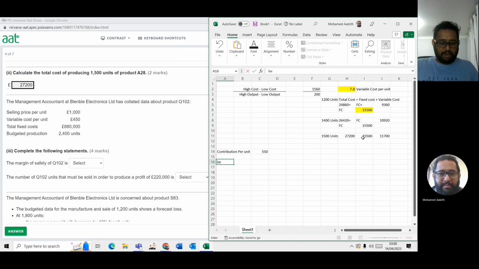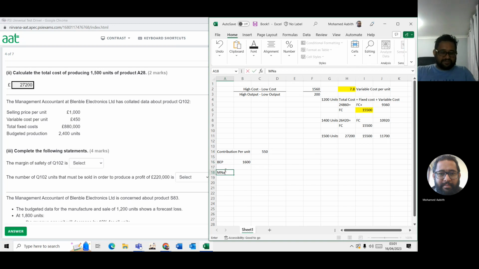So break even point. Okay, so that is going to be your total fixed cost, 880,000. So 880,000 divided by this figure here. So that gives you a break even point of 1,600.